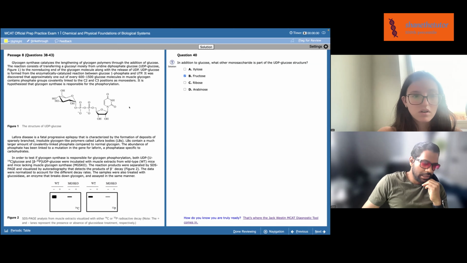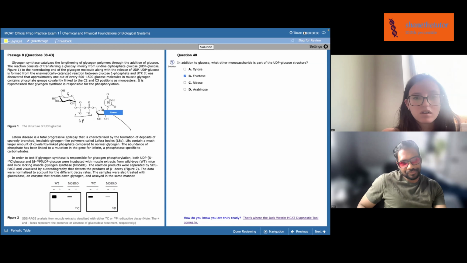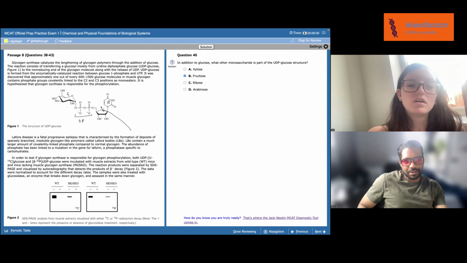So this is the glucose. This is the uracil. These are the diphosphate. So what is this? That is just your ribose sugar.